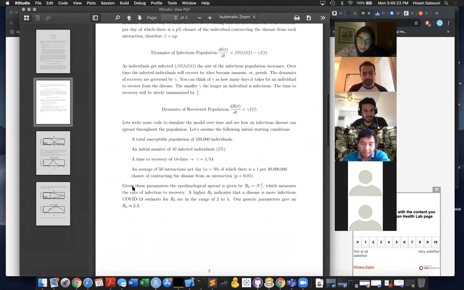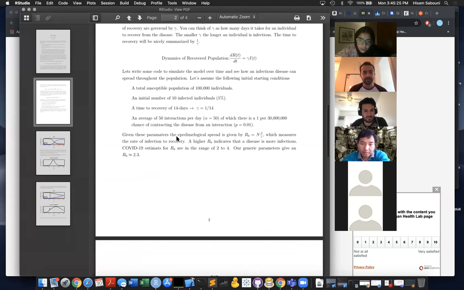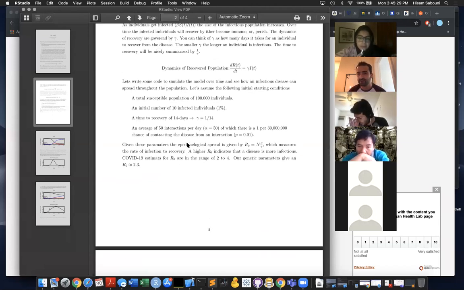So given these parameters, you can actually figure out what the R naught of the disease is. Again, that's that epidemiological spread, the article I sent you from the University of Michigan. I hope you guys check it out. Given these parameters, we're getting an R naught of about 2.3. Most people are estimating R naught at about 2.5 to 3, or 2 to 4 for COVID-19. So these parameters are pretty reasonable to capture how quickly COVID-19 spreads.